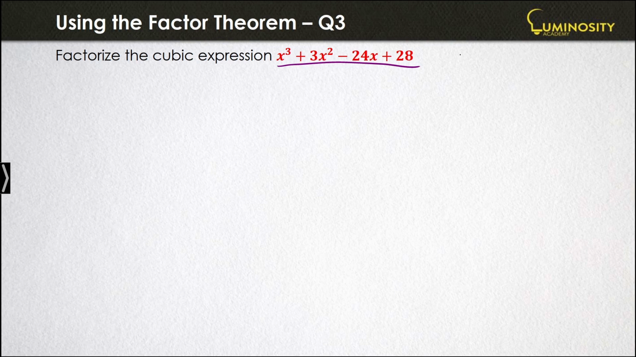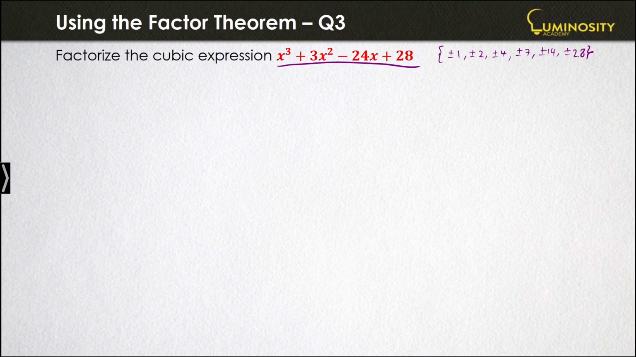So firstly, all the factors of 28. That's plus or minus 1, plus or minus 2, plus or minus 4, plus or minus 7, plus or minus 14, and then plus or minus 28. So there are 12 factors in total to check. Hopefully we can pick one.